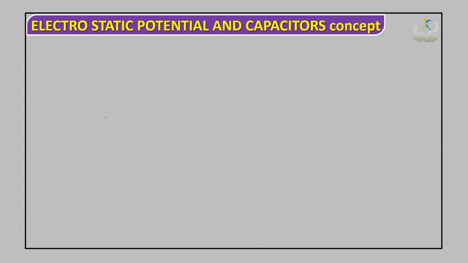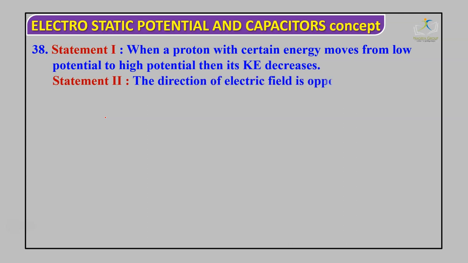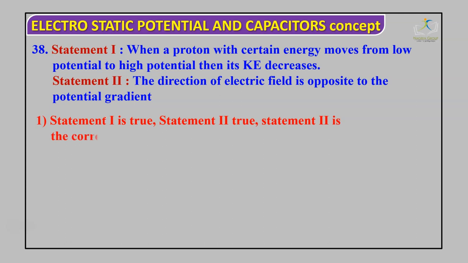Next question we have. Statement first: when a proton with a certain energy moves from low potential to high potential, then its kinetic energy decreases. Second statement: the direction of the electric field is opposite to the direction of the potential gradient. Options we have: the first statement is true, the second is false.